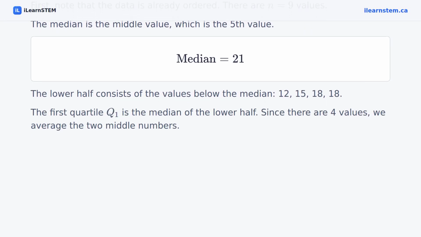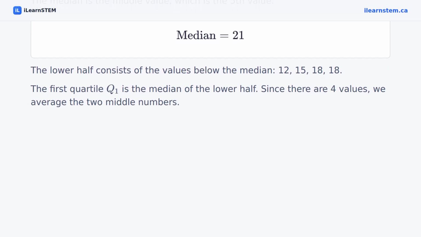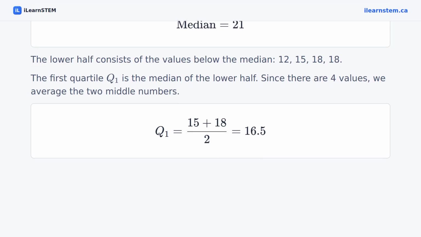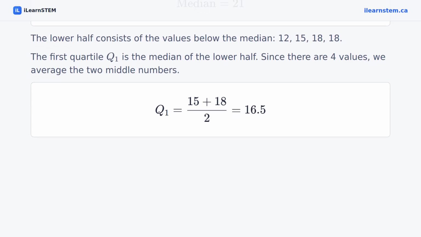The first quartile is the median of the lower half. Since there are 4 values, we average the 2 middle numbers. Q1 equals (15 + 18) / 2, which is 16.5.